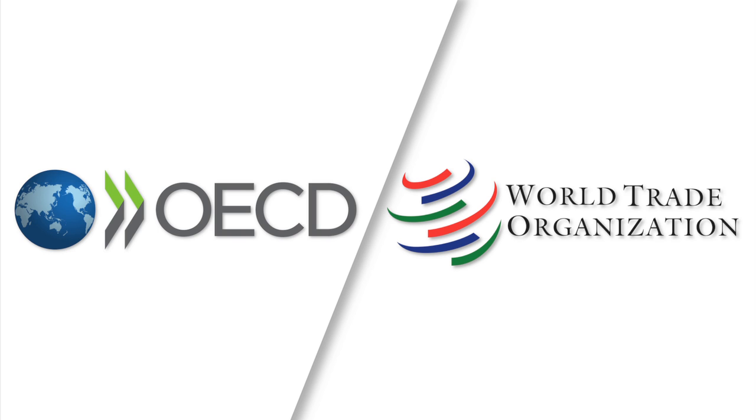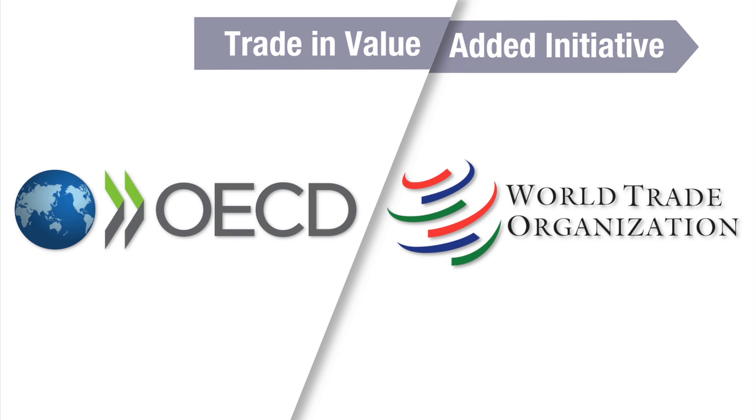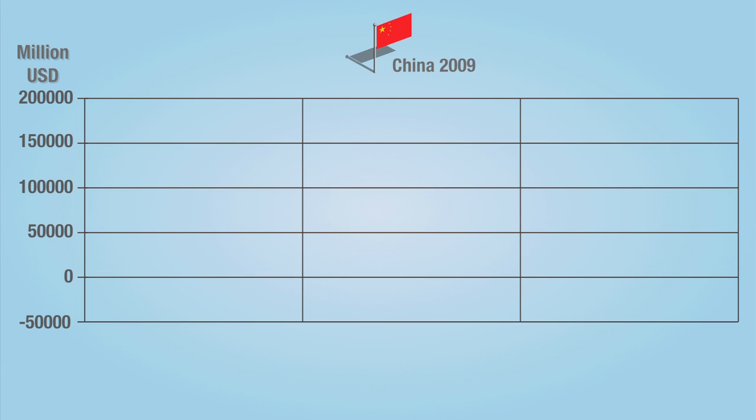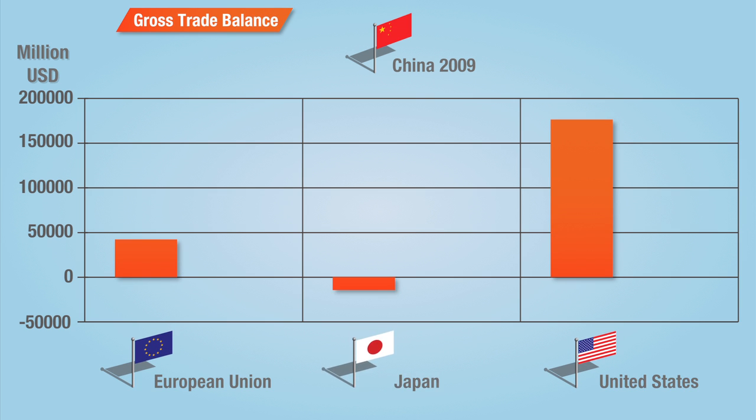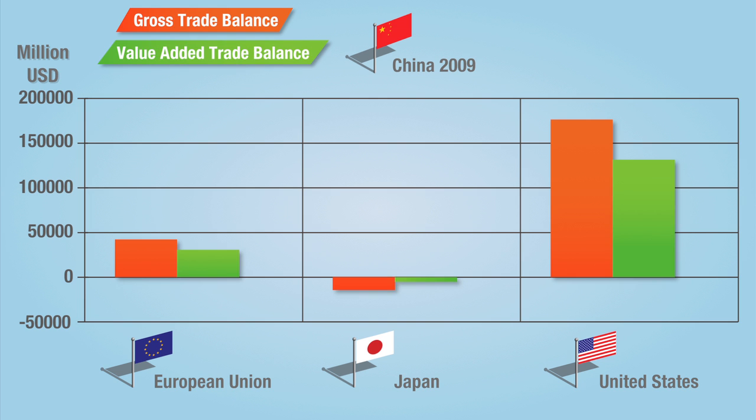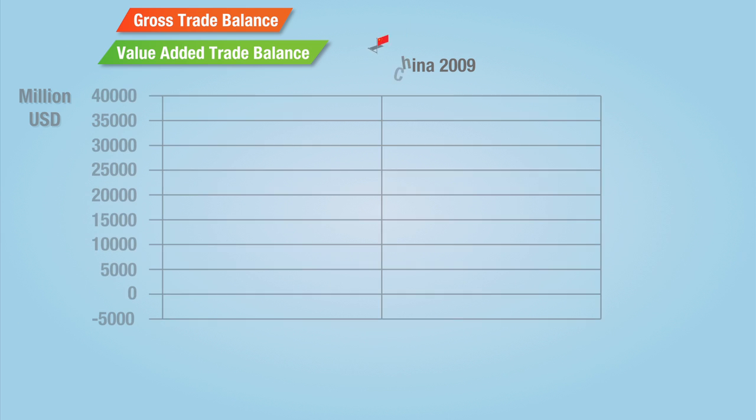The OECD WTO Trade and Value Added Initiative aims to help people understand that traditional trade data is not actually telling the whole story. Standard data shows that China has high surpluses with the United States and the European Union, and a large deficit with Japan. Looked at in value-added terms, China's surpluses and deficits decrease as Chinese exports have a high foreign content.